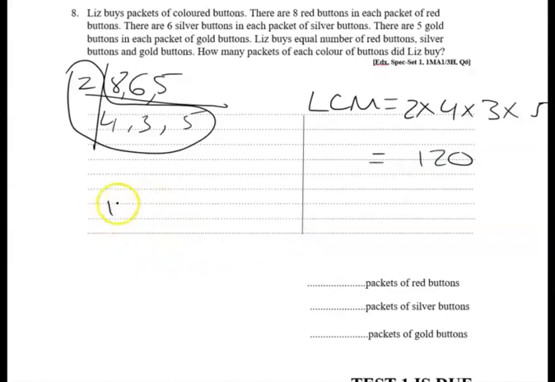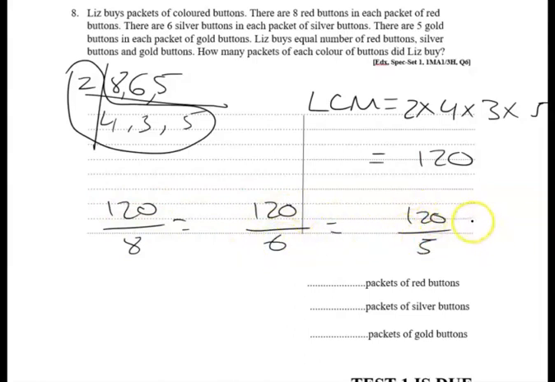So we're going to do 120 divided by 8, 120 divided by 6, and 120 divided by 5. And that's going to give me, so 120 divided by 8 is 15, 120 divided by 6 is 20, and 120 divided by 5 is 24. And that is the end of chapter 1.